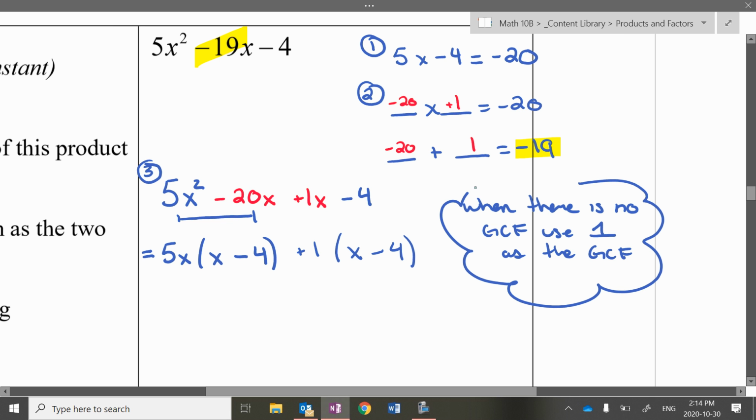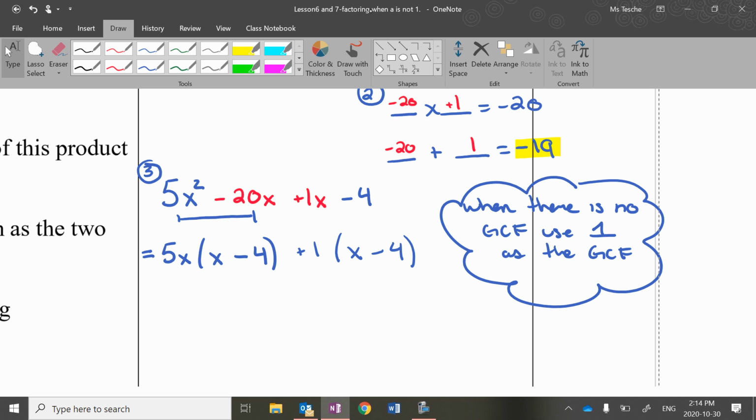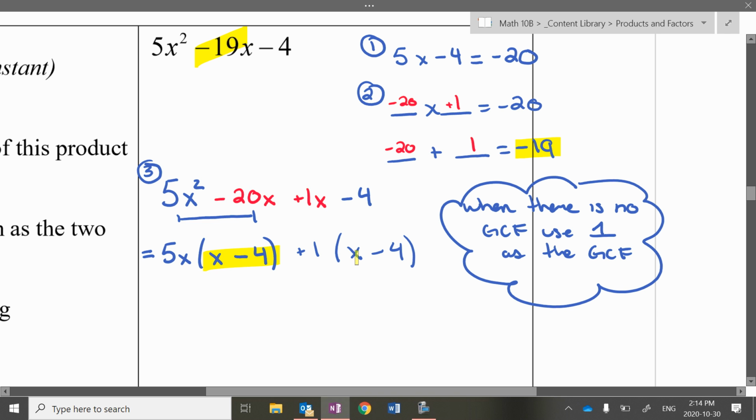The reason you do that is because you need the 1 to be like a placeholder. And so when we actually factor it now, we'll get two of our proper factors. So you can see x minus 4 is common on both of these. So that's going to be our first binomial. And then our second is the 5x and the plus 1.